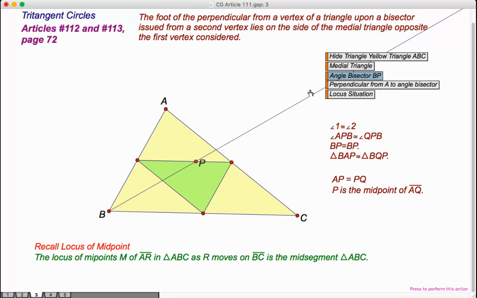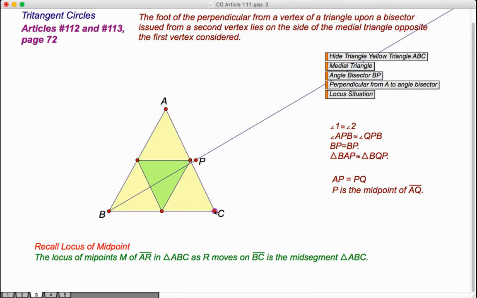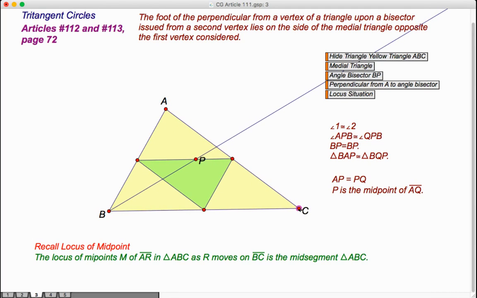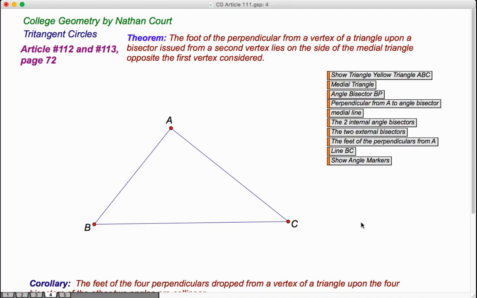Now, let's consider the angle bisector. Thus, P will always lie on the medial triangle, or even on the extension of a side of the medial triangle. That is cool.